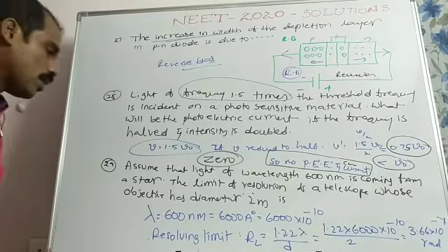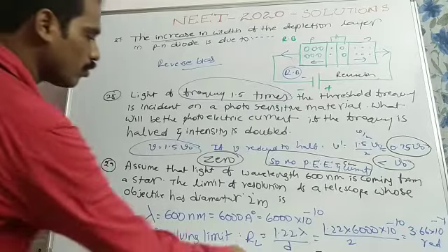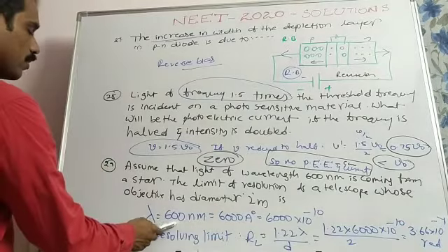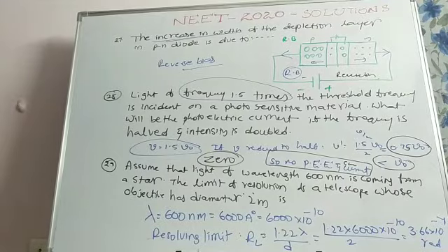We know the expression for the resolving limit: RL is equal to 1.22 lambda by d. Here we are provided with a wavelength of 600 nanometer, that is 6000 angstroms. So we will get 3.66 into 10 to the power of minus 7 radians.